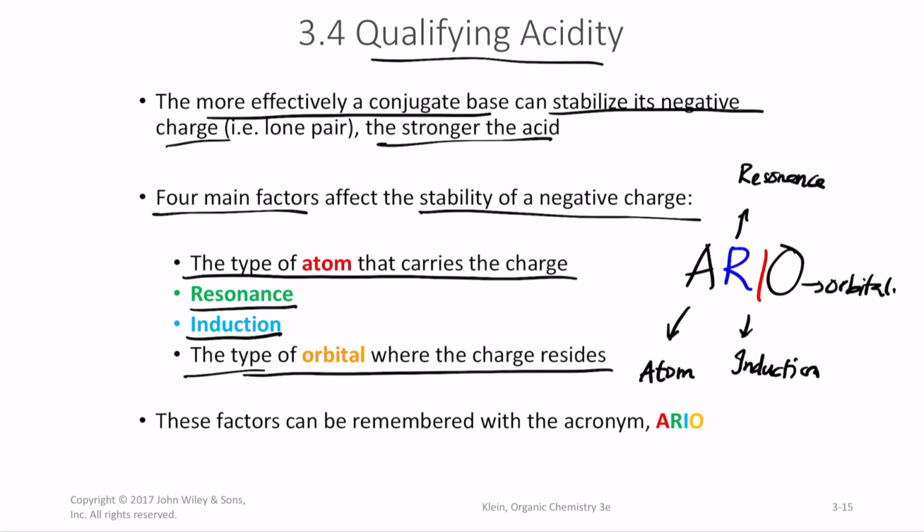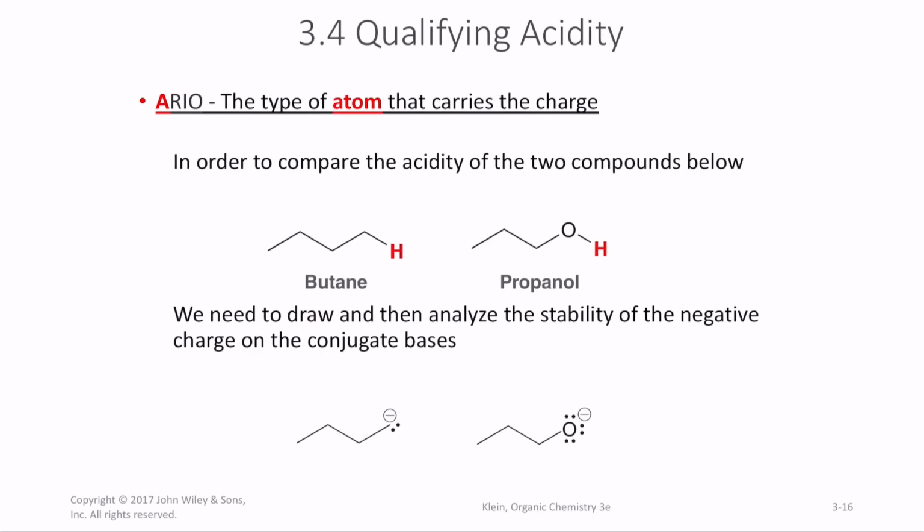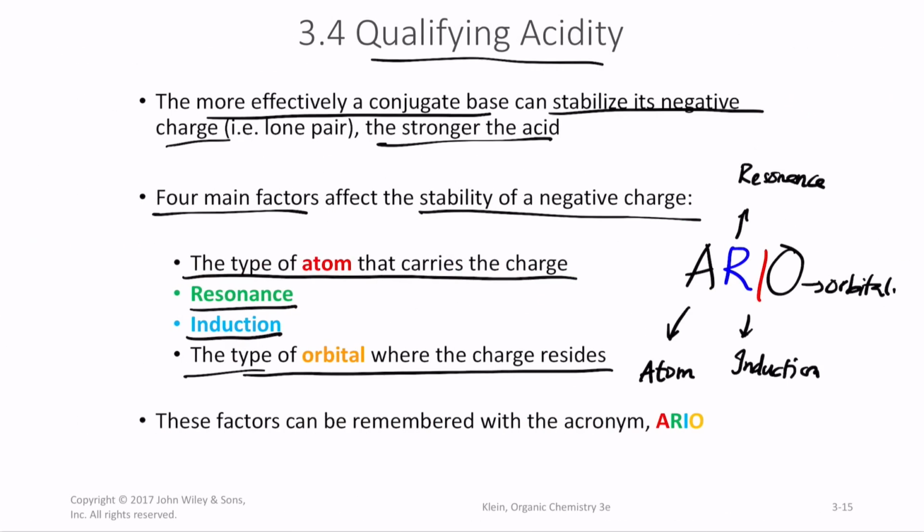Now, let's dig into each one of them. Remember that these are things you do in order of importance, which means that we always check for the atom that carries the charge first. Only when both atoms are the same, then you go to resonance. So you always go from one to the other. The order of importance is ARIO. You start with the atom, and if atoms are the same, then you go towards resonance. If the resonance also gives you the same answer, then go to induction. If induction also gives you the same answer, finally go to the orbital.